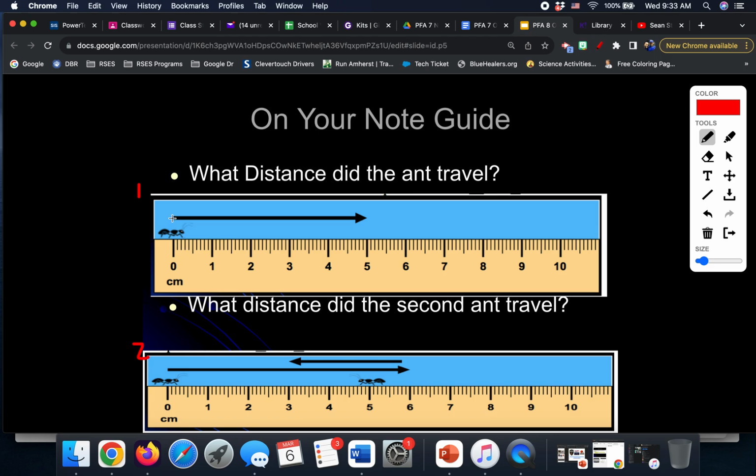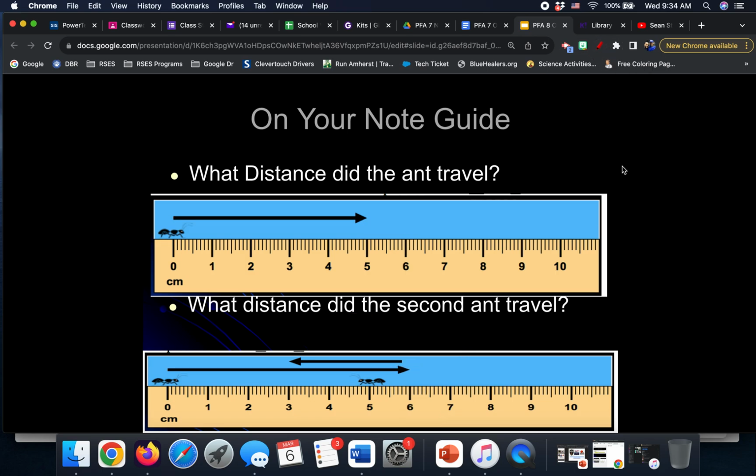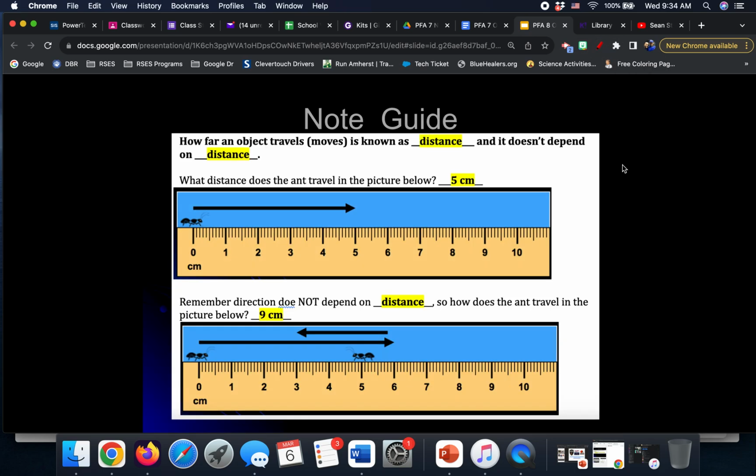All right, 1 is straightforward. He starts at 0, he goes to 5, so the distance was 5. In picture 2, it's not as obvious. He went 6 to get here, and then from 6 to 3, 6 minus 3 is 3. Now we add up the 3 he walked backwards and the 6 he walked forwards. 6 plus 3 would be 9. So his distance traveled in that second ruler was 9 centimeters. Go ahead and put that down in your notes. Press pause here to write your notes, and then unpause to go forward.